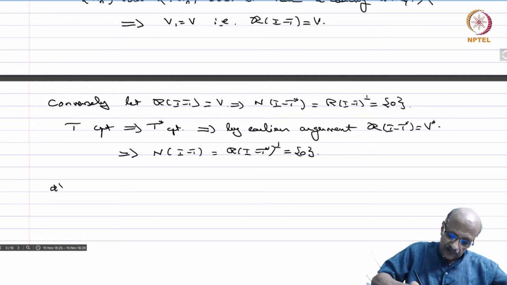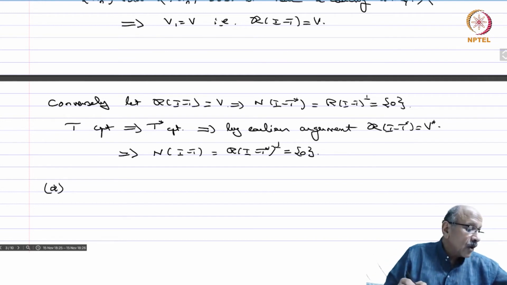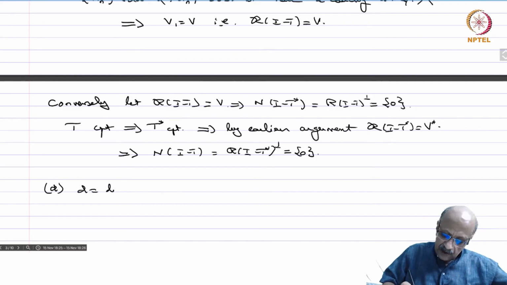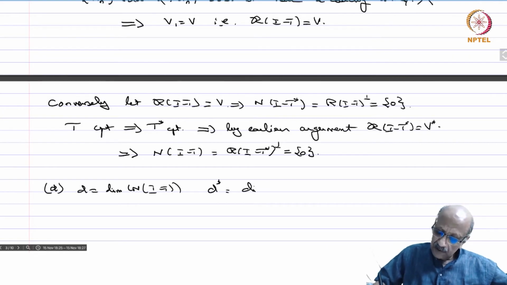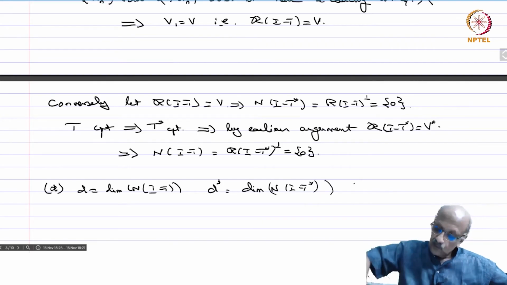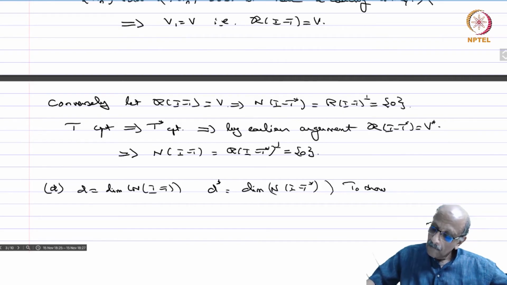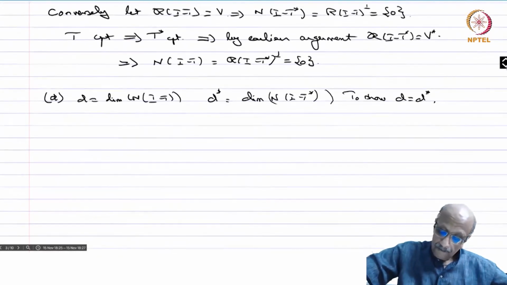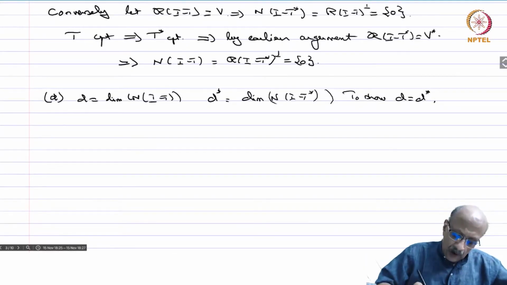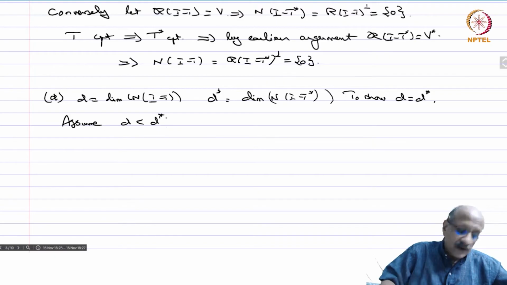Okay, now for the last part, we want to show that D equals D star, where D is the dimension of the null space of I minus T, and D star is the dimension of the null space of I minus T star. So to show D equals D star, assume D is strictly less than D star.